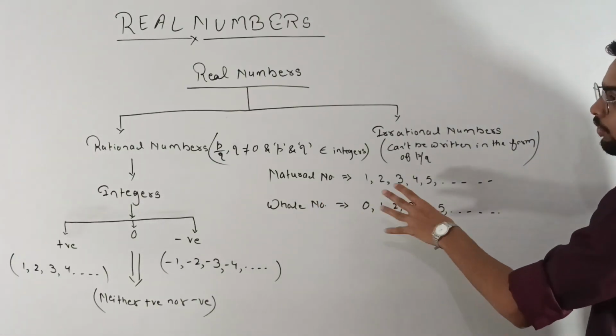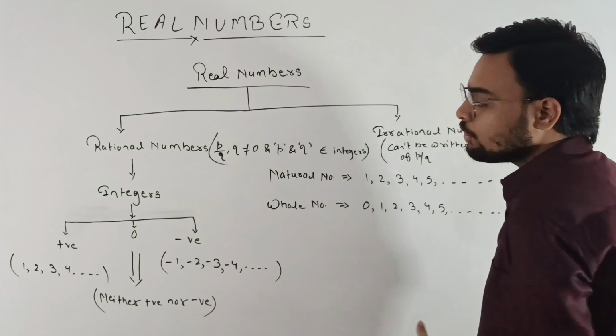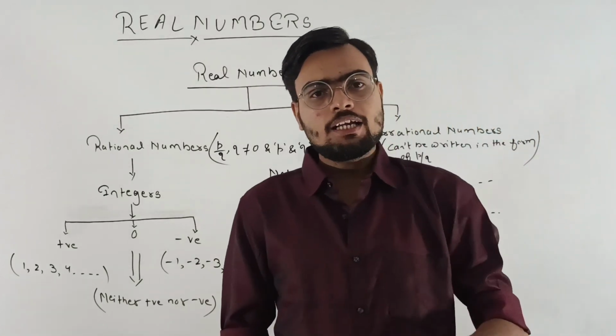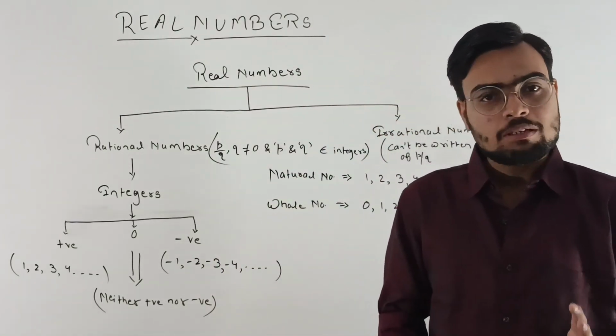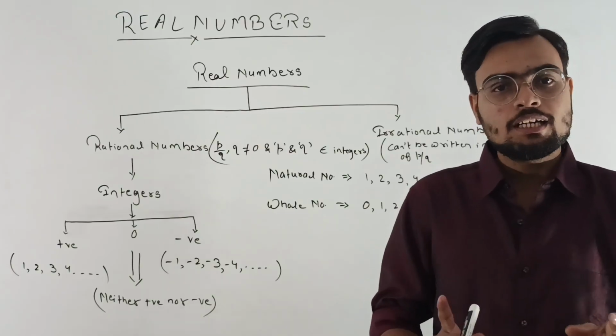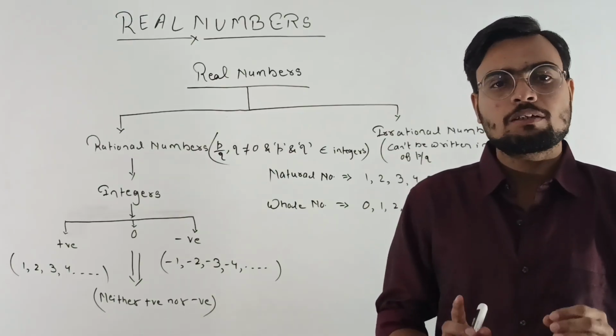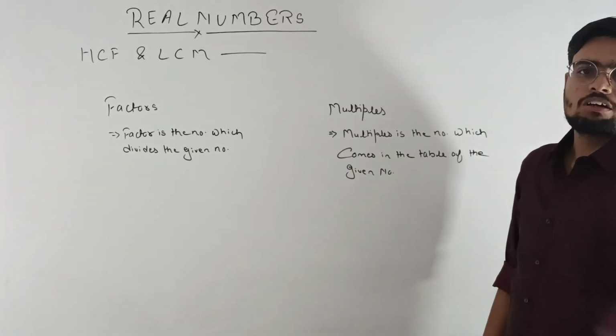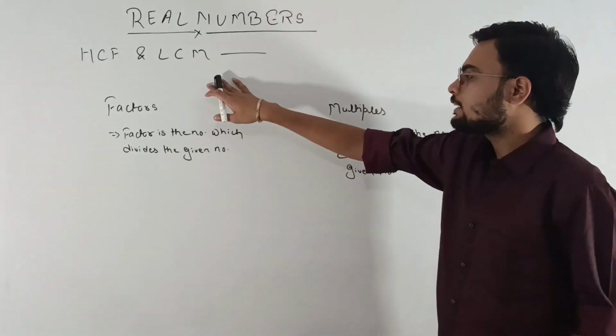These are whole numbers. Okay, these all you studied in your class 9, and in class 10th you have to study about prime number, composite number, how to find LCM and HCF of any two integers, and last thing is fundamental theorem of arithmetic. Okay, now let's move to our first topic, that is HCF and LCM.